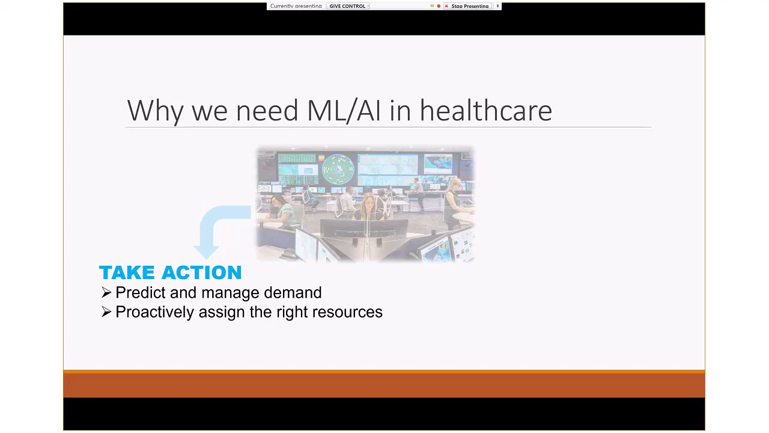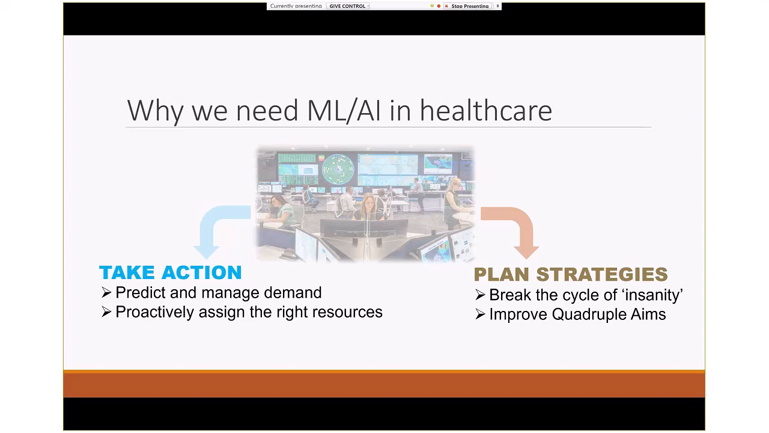And more importantly, we can then assign resources smarter, such as staffing, matching to patient demand, for example, which then will give us more accountability to the way we're spending our budget. The other reason why we need ML AI is that it also allows us to plan longer-term strategy.